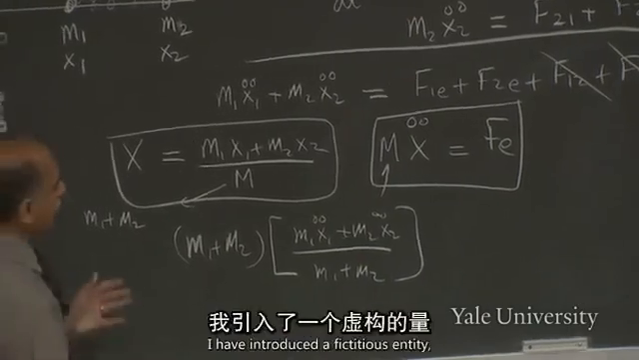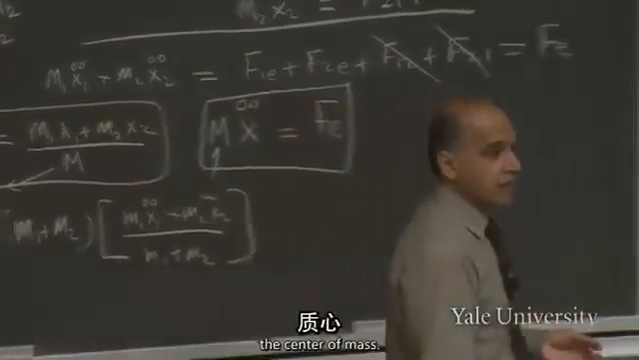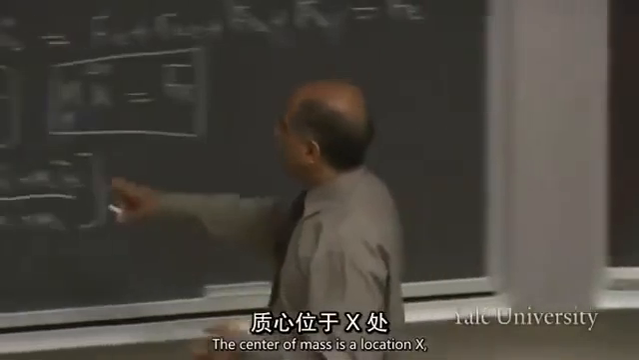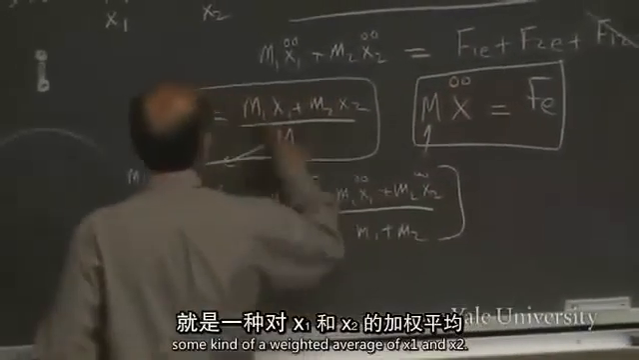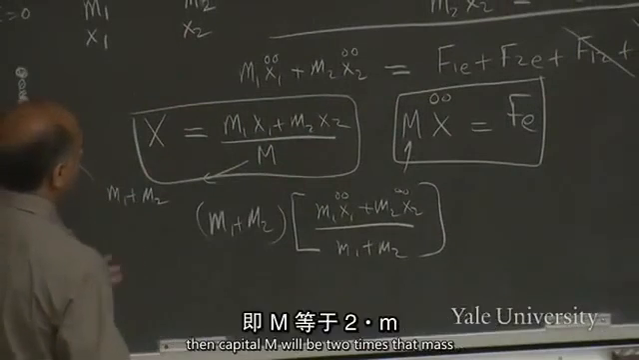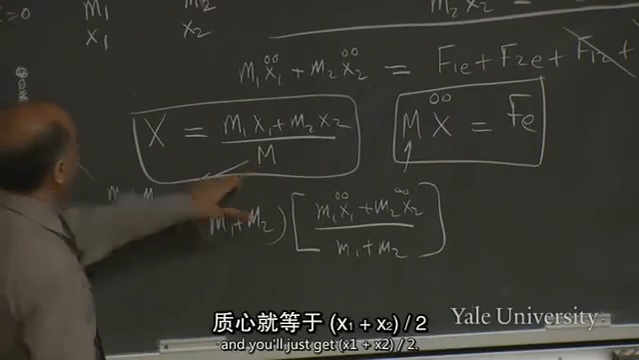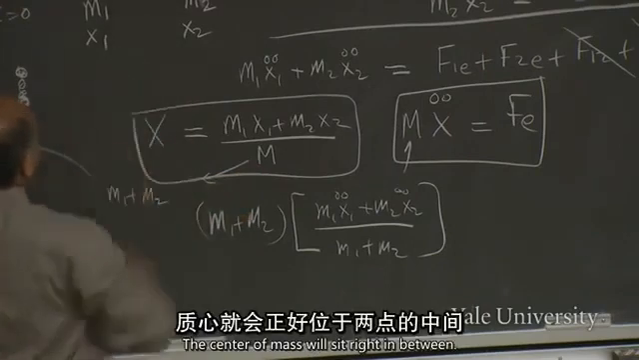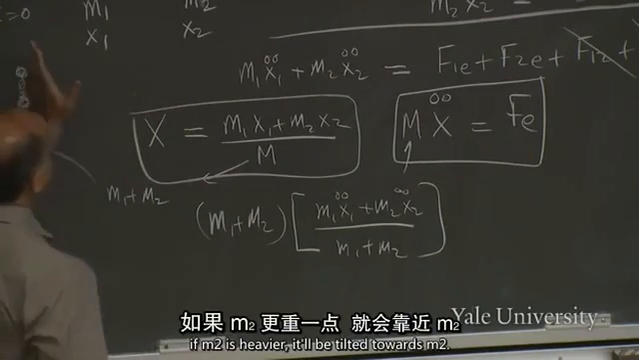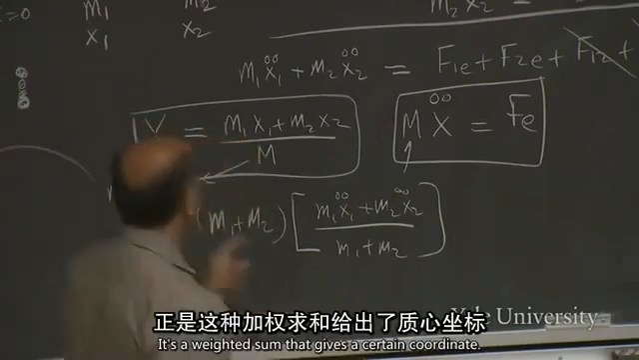So what have I done? I have introduced a fictitious entity, the center of mass. Center of mass is a location, capital X, some kind of a weighted average of x1 and x2. By weighted, I mean if m1 and m2 were equal, then capital M will be 2 times that mass, and you'll just get x1 plus x2 over 2. Center of mass will sit right in between. But if m1 is heavier, it'll be tilted towards m1. If m2 is heavier, it'll be tilted towards m2. It's a weighted sum that gives a certain coordinate.